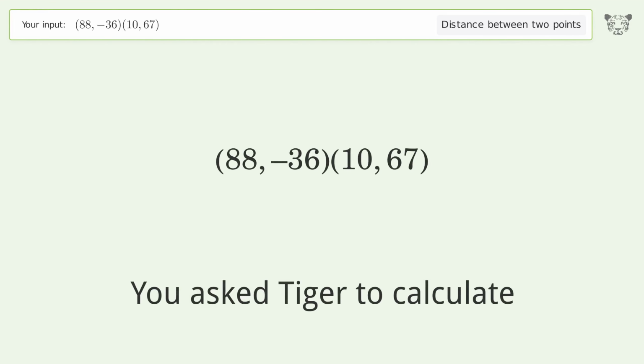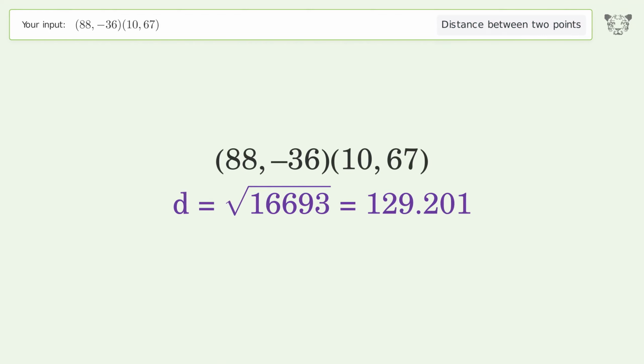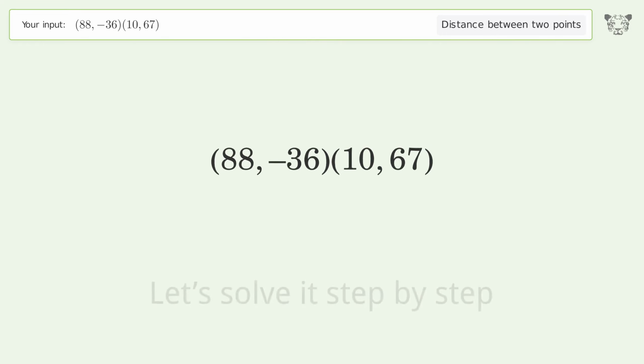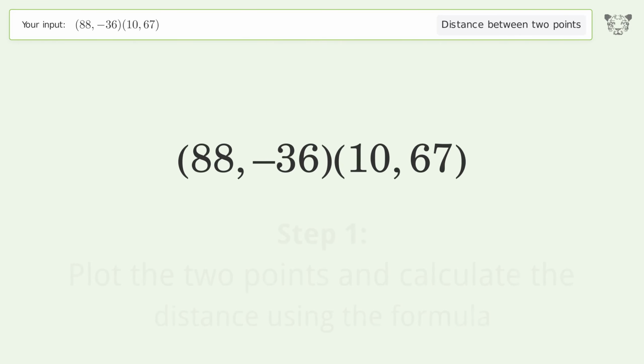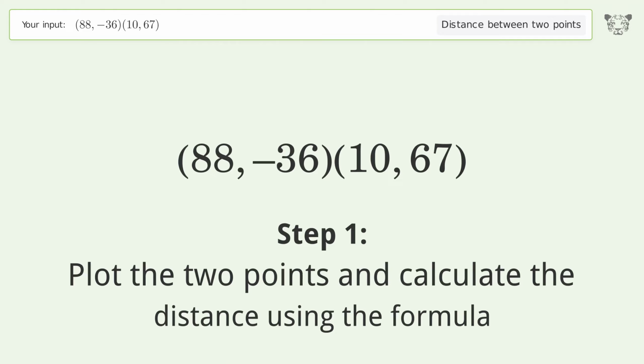You ask Tiger to calculate. This deals with the distance between 2 points. The distance between the 2 points is the square root of 16,693, or 129.201. Let's solve it step by step. Plot the 2 points and calculate the distance using the formula.